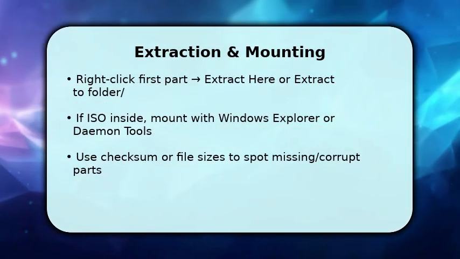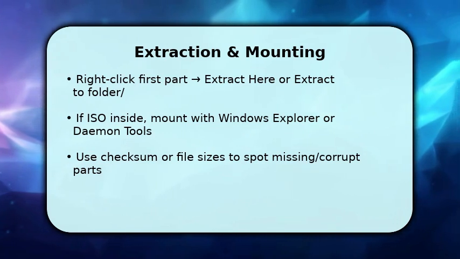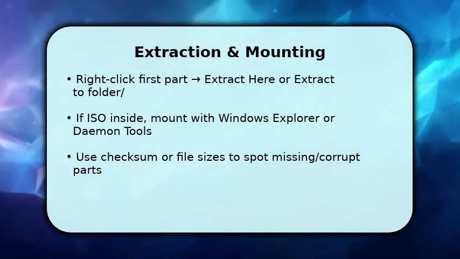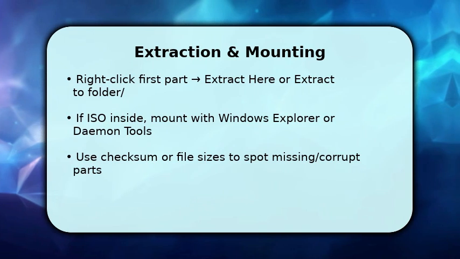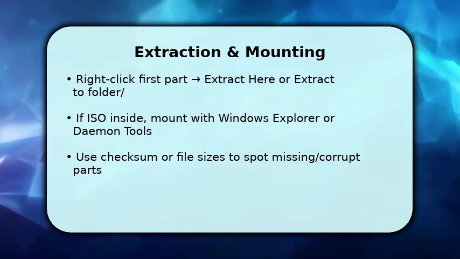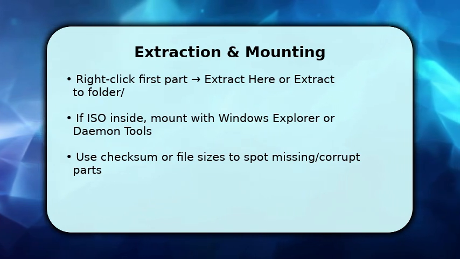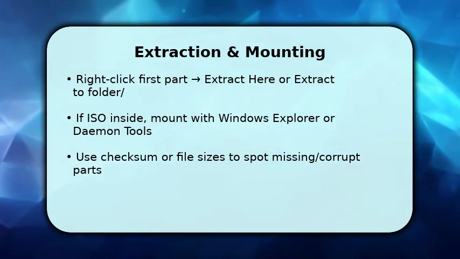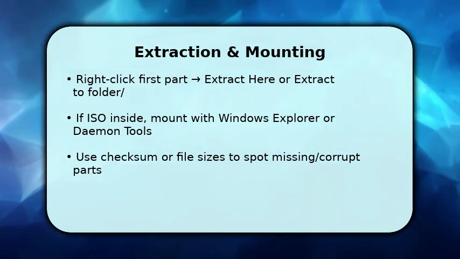You now extract from the first part. Right-click and choose Extract Here or Extract to a folder because the archiver reads subsequent segments automatically. If the archive contains an ISO, mount it with Windows Explorer by double-clicking or use a virtual drive tool for older systems. Mounting avoids large installs.